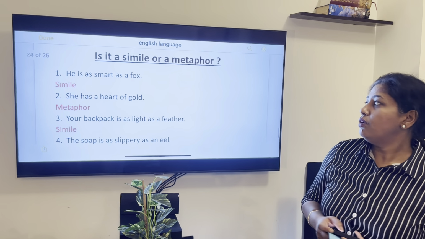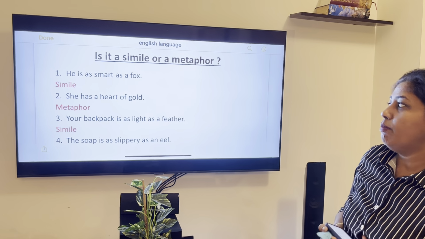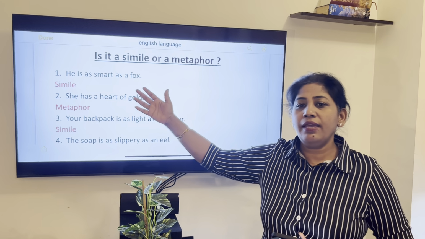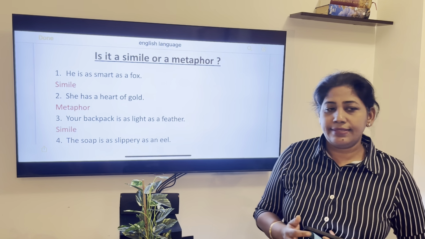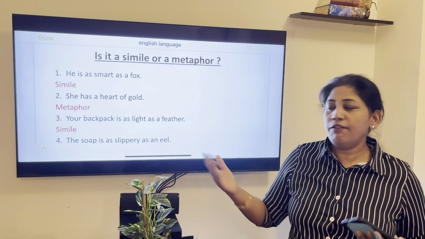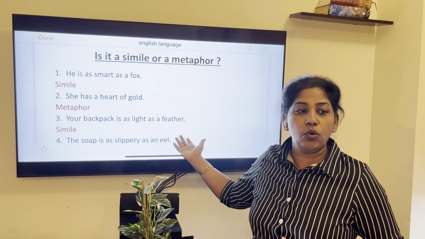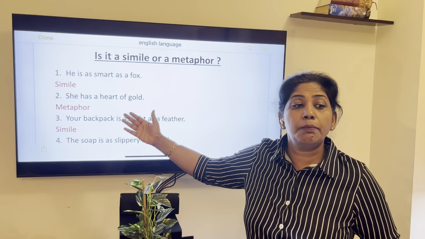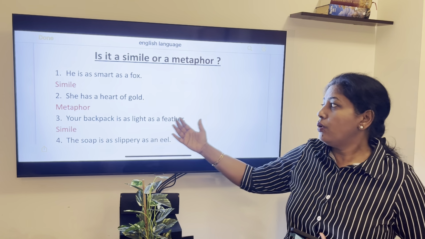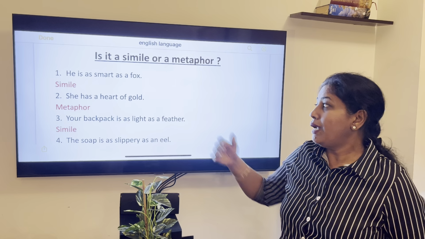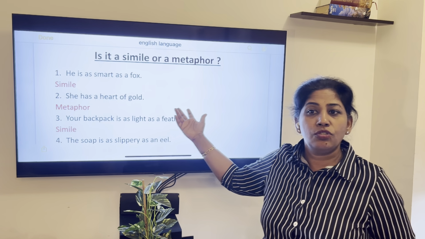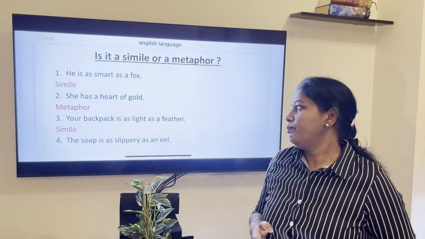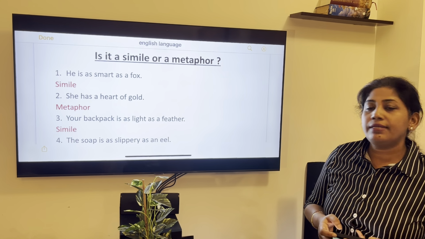So now let's see if you can figure out if it's a simile or metaphor. He is as smart as a fox. Right, simile. Why? Because the use of word as, and there is a comparison between him and the fox. She has a heart of gold. Metaphor. Why metaphor? Because her heart is compared to that of gold. Okay, gold is beautiful, so is her heart. But there is no use of words like or as. So there's a comparison but no use of words like or as. So it's a metaphor.